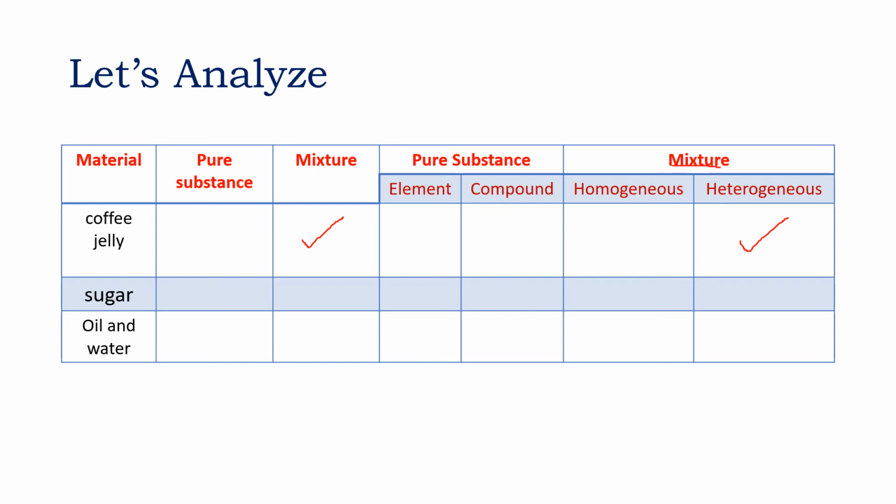Alright. How about sugar? So, si sugar po ay pinagsama-samang carbon, hydrogen, oxygen, pinagsama-samang iba't ibang elements. So, therefore, siya po ay compound. So, dahil compound po siya, ibig sabihin po siya ay pure substance.